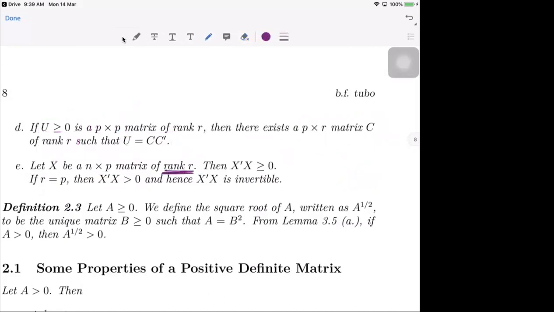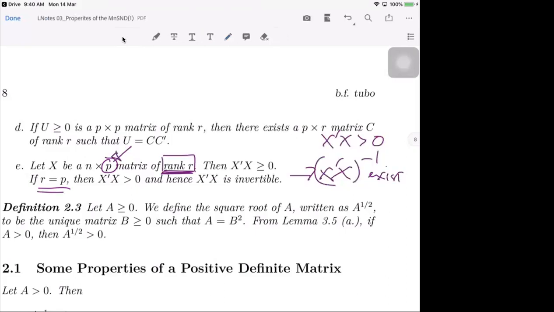So it should attain rank R, no? So if the number of linearly independent columns is equal to the rank, then X prime X becomes invertible and X prime X inverse will exist. So this is telling us that X prime X is positive definite, so X prime X inverse exists. But the condition is if the number of linearly independent columns is equal to its rank, then this is true. Okay.